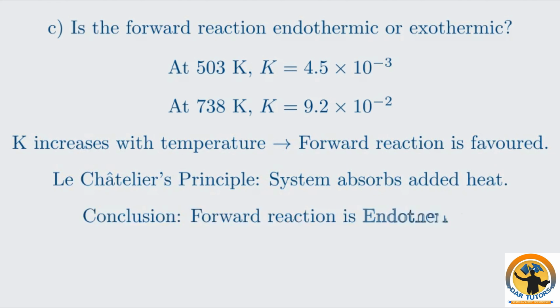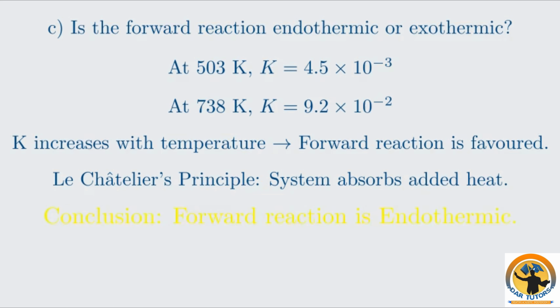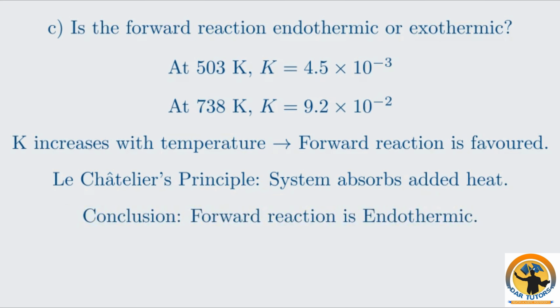Following Le Chatelier's principle, if increasing the temperature favors the forward reaction, that reaction must be endothermic. It absorbs the added heat to counteract the change. So, by calculating K at different temperatures and observing the trend, we can determine the nature of the reaction's enthalpy change. Here, K increasing with temperature tells us the forward reaction is endothermic.